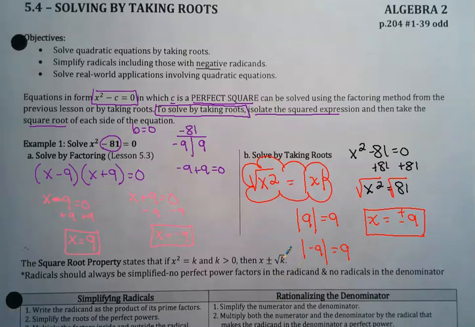Okay, so radicals should always be simplified. There are no perfect power factors in the radicand and no radicals in the denominator. And that's missing right here. This should say x equals. I didn't read that right. So if x squared equals k and k is greater than 0, then x equals plus or minus the square root of k. So plus or minus, always, always, always.